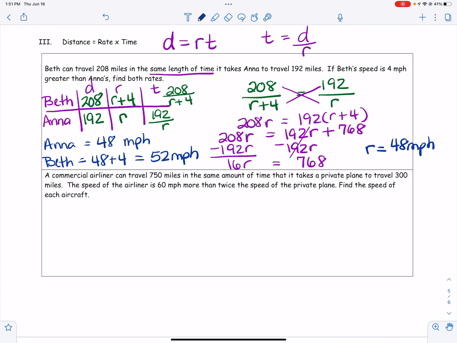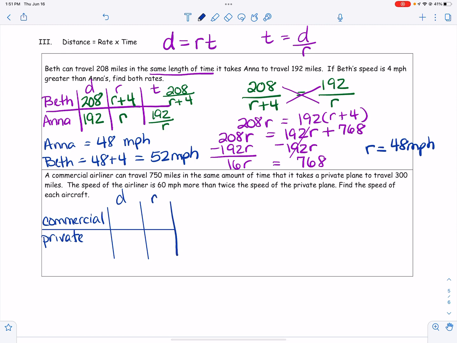This time we have a commercial airliner and we have a private plane. So we're going to set up our table so that we have commercial in one row and private in another. And then we've got our distance, our rate, and our time.